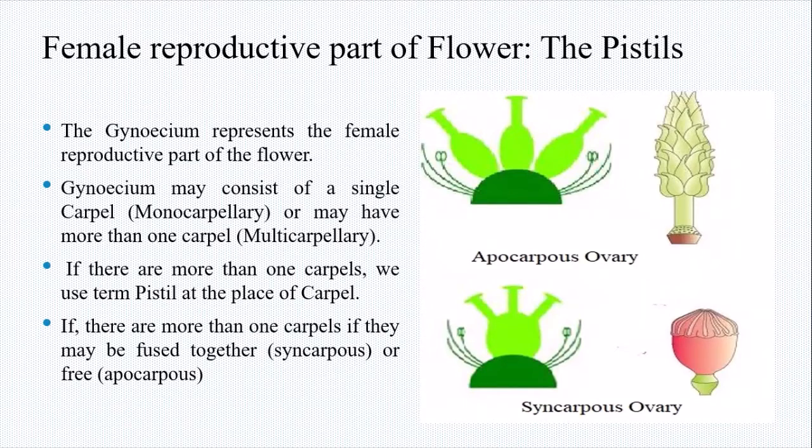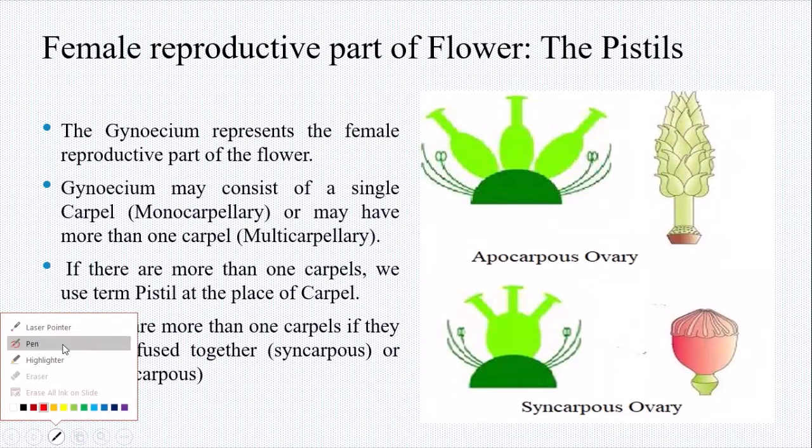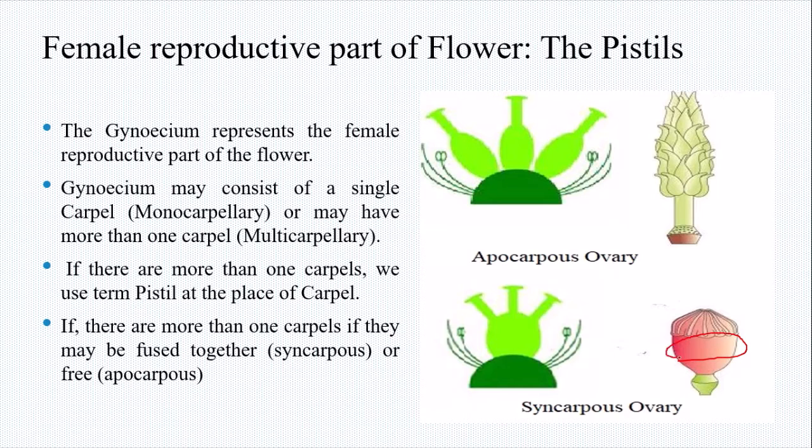Note that if there is more than one carpel, the carpels may be fused together to give rise to a syncarpous ovary, as shown here. Here all the carpels are fused to give rise to a syncarpous ovary. But if they are not fused and are free, then the ovary will be an apocarpous ovary. As you can see here, these are all the carpels which are not fused together, and the ovary here is called an apocarpous ovary.